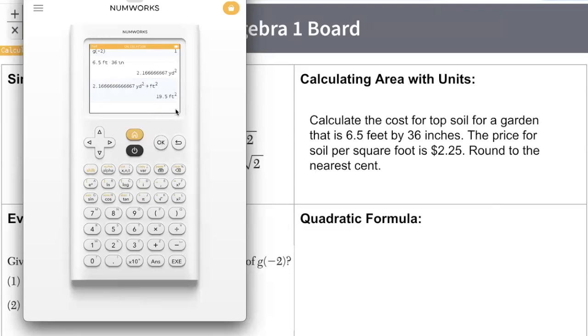So the answer for how much area we have is 19.5. But now I need to multiply that by my price of $2.25. So I'm going to say 19.5 times 2.25. So my cost is going to be $43.80. Maybe my student isn't great at rounding.